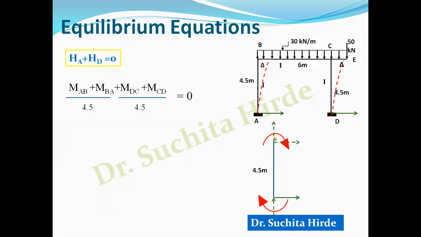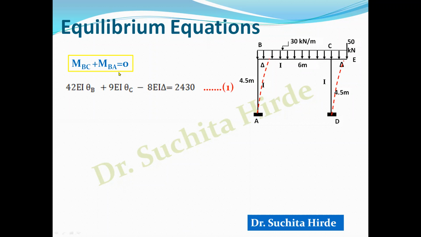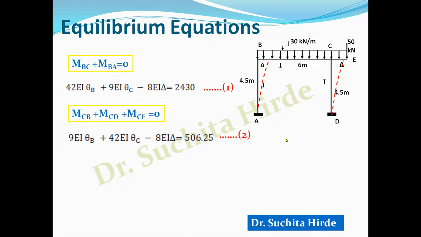So you will get a long equation if you expand this, and then if you simplify this equation, you will get 9 EI theta B plus 9 EI theta C minus EI delta is equal to 0. This is our third equation of equilibrium. So we have three unknowns and three equations. So we can solve these three equations to get these three unknowns. First equilibrium equation we get from summation of moment at B equal to 0. Second equilibrium equation we get from summation of moment at C equal to 0. And third equation we have derived summation of horizontal forces equal to 0. So three unknowns theta B, theta C, delta, and three equations. Solve this simultaneous equation to get value of theta B, theta C and delta.